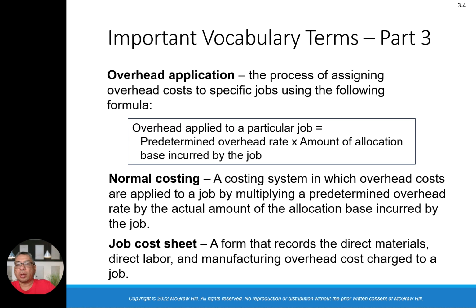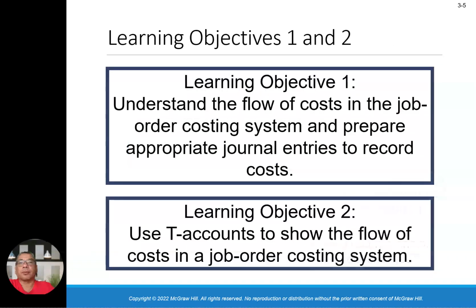What is a job cost sheet? It is a form that records the direct materials, direct labor, and overhead costs charged to a job. Okay, those are the terms being used for this particular chapter. Learning objective 1 is understanding the flow of cost in the job order costing system. Learning objective 2 is using T accounts to show the flow of cost in the job order costing system.